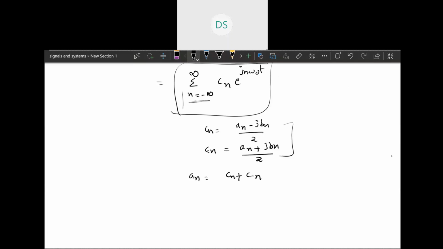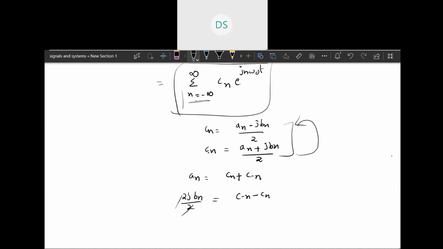An by 2, an by 2 will become an. Okay, and if you subtract these two, then you will get the bn. You have to subtract upper one minus lower one, then it will get the 2jbn by 2 is equal to C minus n minus Cn. So from this one 2 will get cancelled.